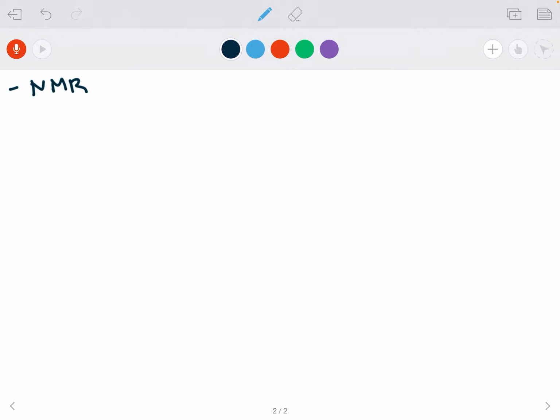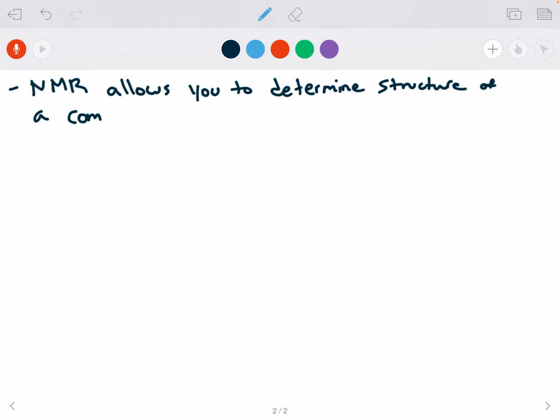Now, NMR is great because it allows you to determine the structure of a compound. You can get an NMR spectrum and from that determine exactly what compound you have, which is really cool and makes it hugely beneficial, especially in an area like organic chem where you're trying to make specific molecules and you need a way to know if you've made that molecule.